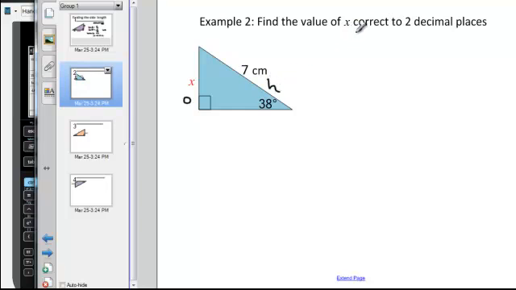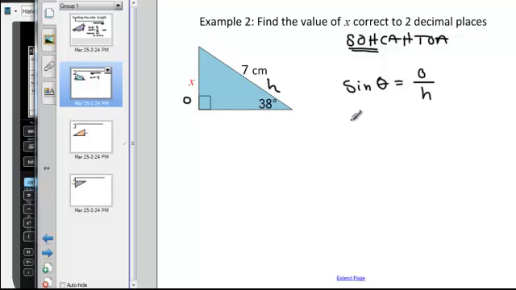Okay, so we'll write our favorite word up here, SOHCAHTOA, to see which trig ratio we need to use. And because we've got the opposite and the hypotenuse in this question, we want to then use the sine ratio, because sine is opposite over hypotenuse. So let's just write that down. The sine of whatever theta is, whatever our angle is, is the opposite over the hypotenuse.